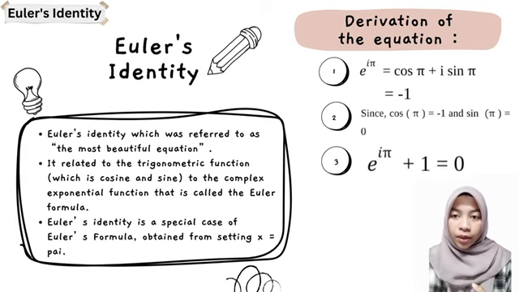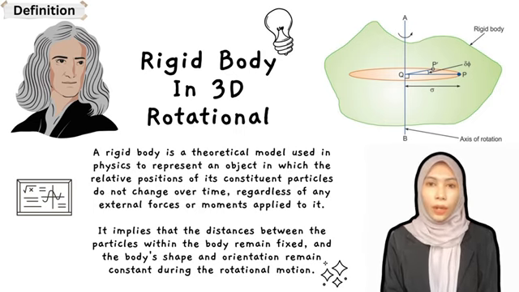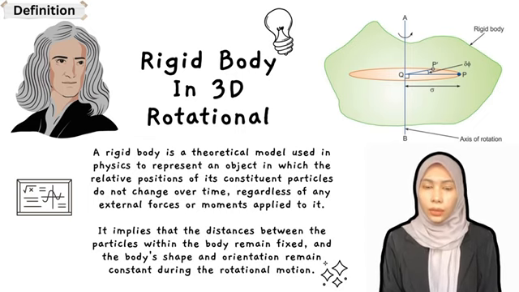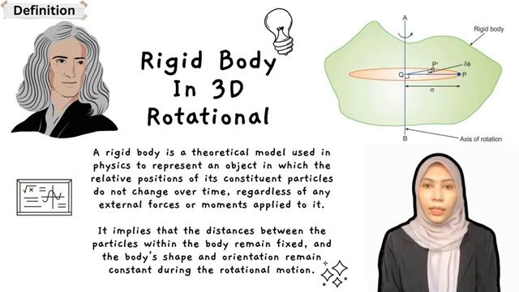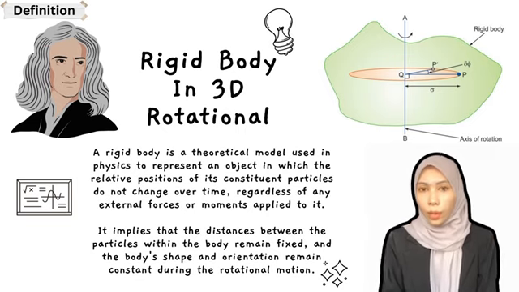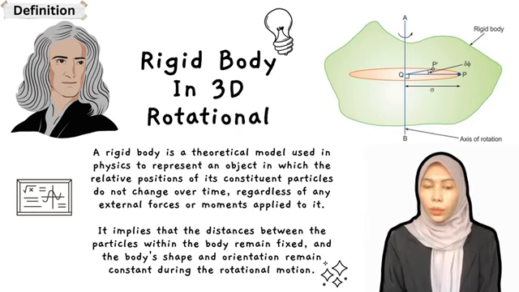A rigid body is a theoretical model used in physics to represent an object in which the relative positions of its constituent particles do not change over time, regardless of any external forces applied to it. It implies that the distance between the particles within the body remains fixed, and the body's shape and orientation remain constant during rotational motion. In other words, it refers to an object that maintains its shape and size while undergoing rotational motion.